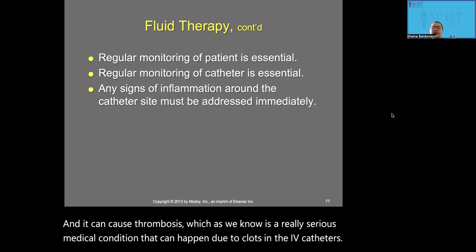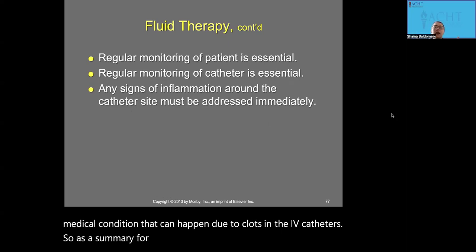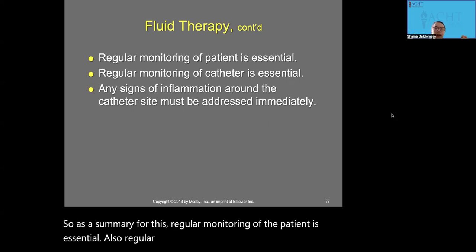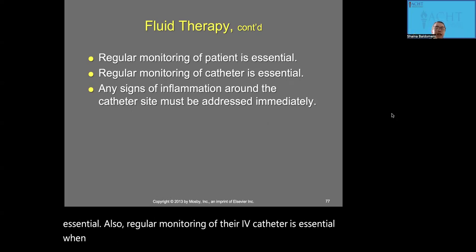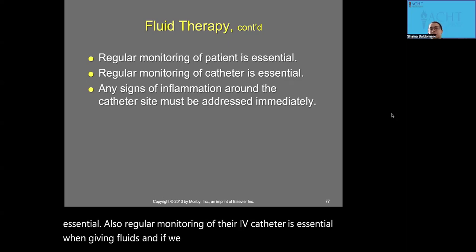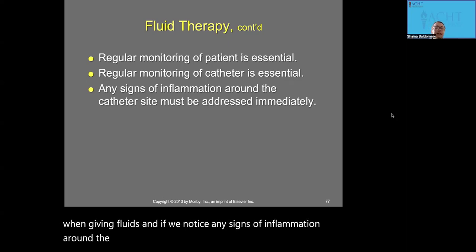So, as a summary for this, regular monitoring of the patient is essential. Also, regular monitoring of their IV catheter is essential when giving fluids. And if we notice any signs of inflammation around the catheter site, we address it ASAP, because we have other sites that we can choose from.